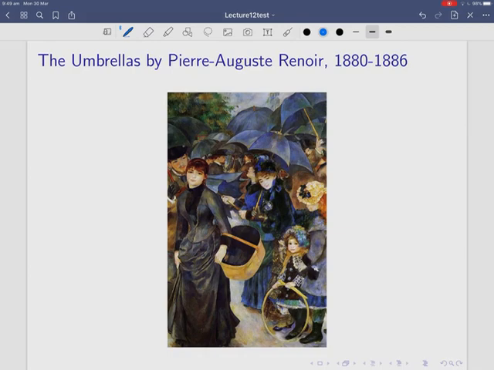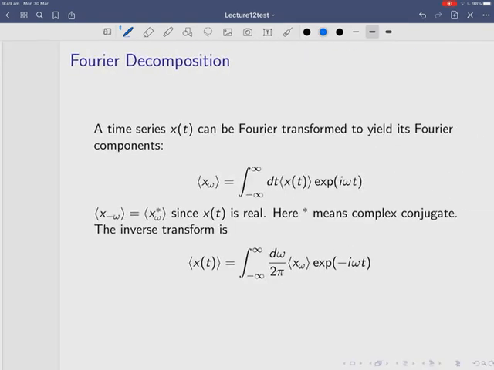Oh, and there's a nice picture by Renoir, just to take a break from all the equations we're showing.